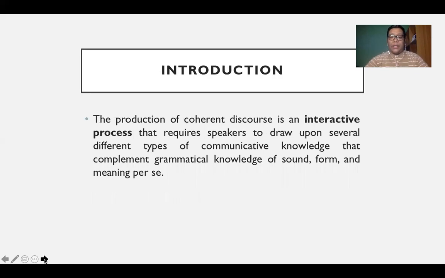So the production of coherent discourse is an interactive process that requires speakers to draw upon several different types of communicative knowledge that complement grammatical knowledge of sound, form, and meaning per se, which means that the way we produce coherent discourses actually involves an interactive process. Primarily because here, the speaker or the discourse maker has to make sure that there is an interactive process among several linguistic elements used when producing discourses.